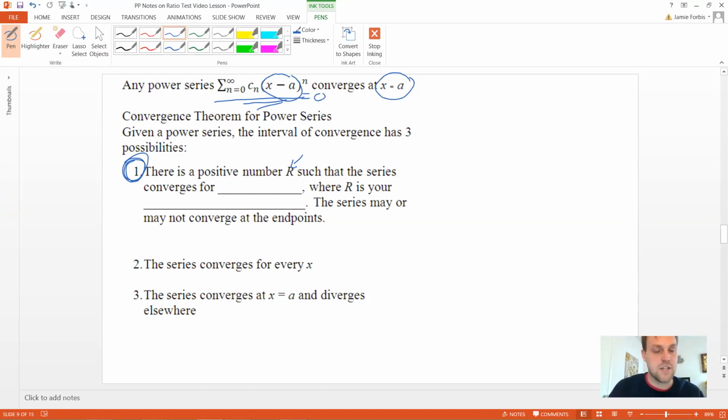So there's 3 cases that we talked about for the interval of convergence. The first case is the only one that we've dealt with, where there's some positive number r, which is our radius, which most of the time for us was equal to 1, such that the series converges when the absolute value of x minus a is less than or equal to r, where r is your radius of convergence. And then the series may or may not converge at the endpoints. We're going to have to test this.